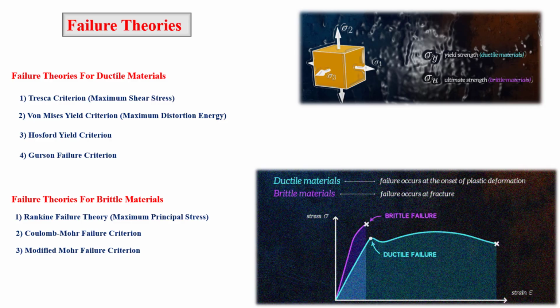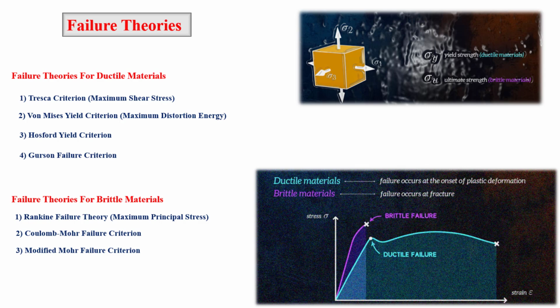Well, so next thing is the failure theory, which is very important. I had already explained this failure theory in brief, but here also I would like to introduce it. First, we have the failure theories for ductile as well as brittle materials. For the ductile, we have the Tresca, von Mises, Hosford, and Gerson theory. When it comes to brittle, we have the Rankine, Mohr, and modified Mohr failure theory.